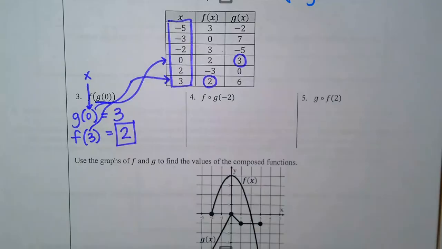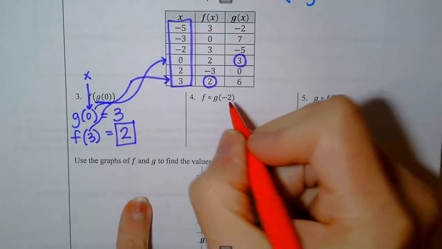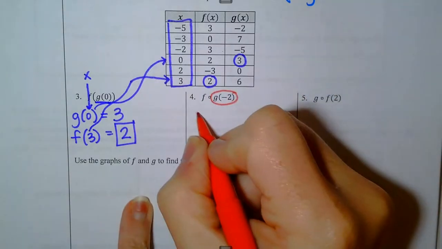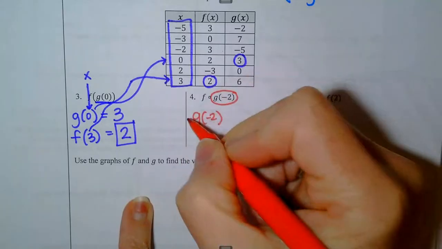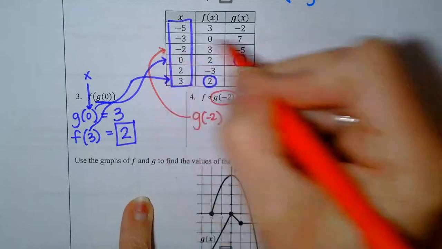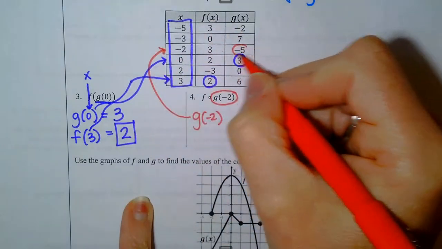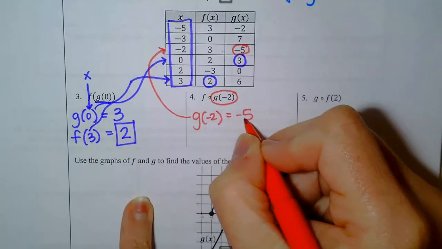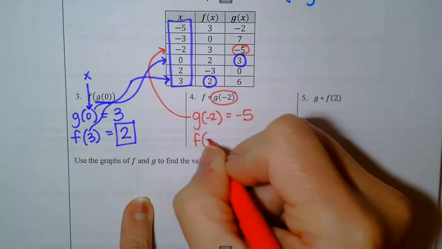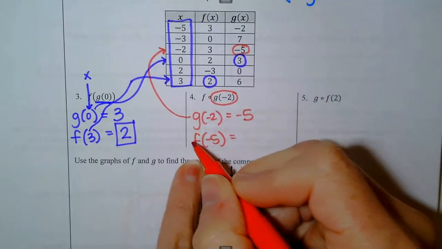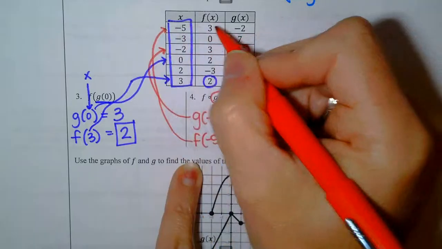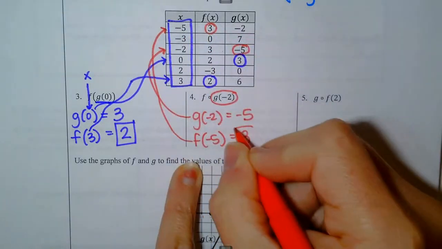Sorry if my arrows are confusing. So start here, G of negative 2. I go to negative 2, and I want the G, so that's negative 5. And then I'm going to plug that into F. So F of negative 5. I go to negative 5, and I get the F answer, which is 3.